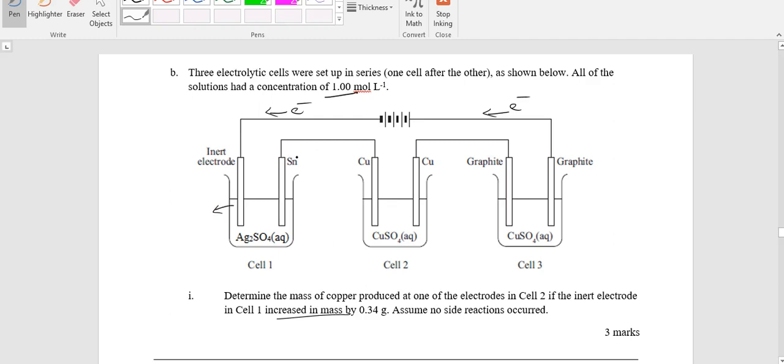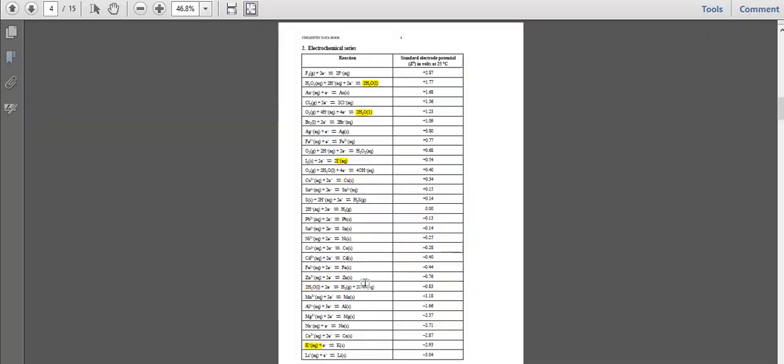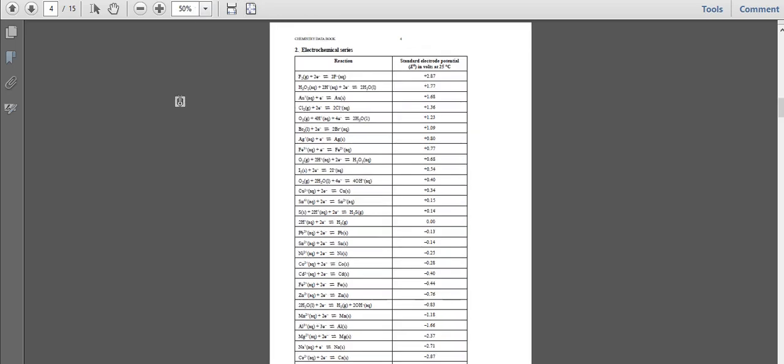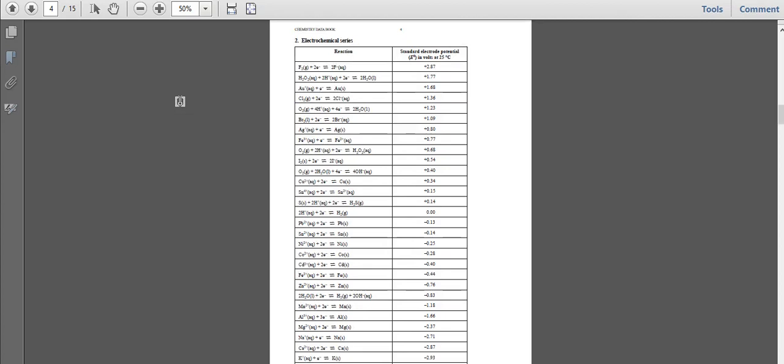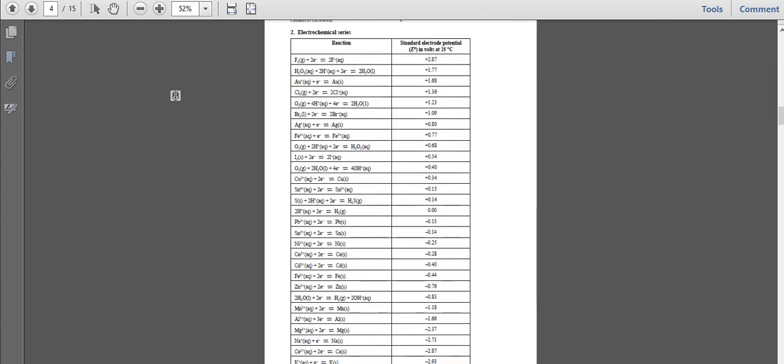So cell 1 has tin as the anode. It has an inert electrode as the cathode, and in the solution we have Ag+, SO4 2-, and H2O. Okay, I am going to determine the reactions by highlighting my electrochemical series. So can I make it any bigger? Let's try 50. Okay. Hopefully you can see. I do want the whole thing on the screen though.